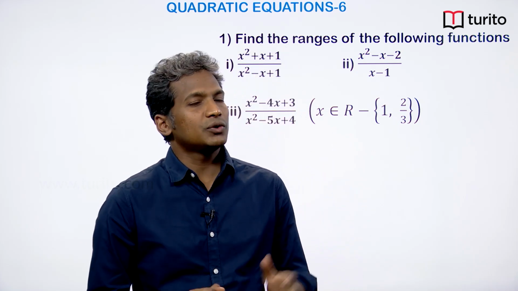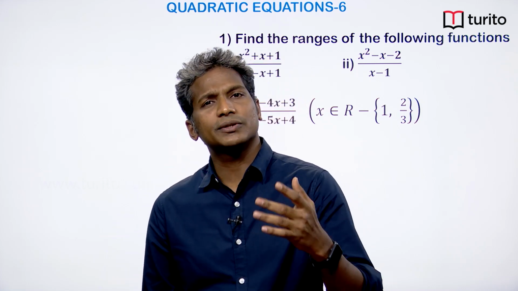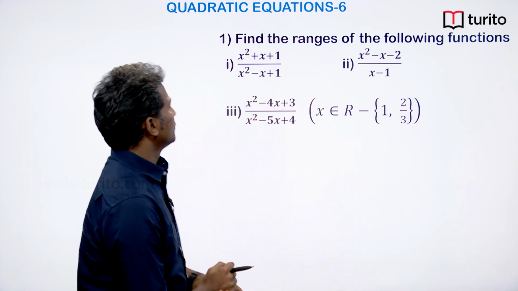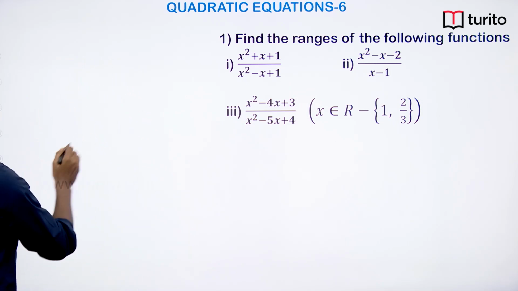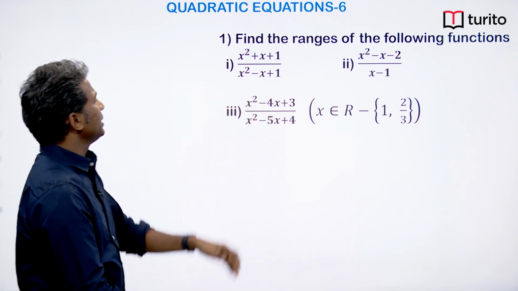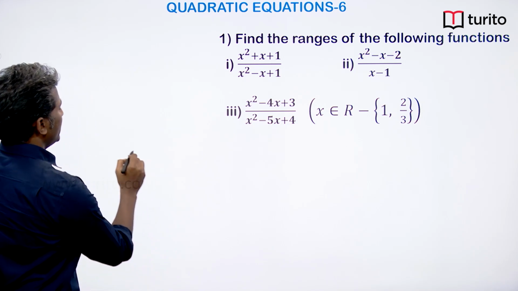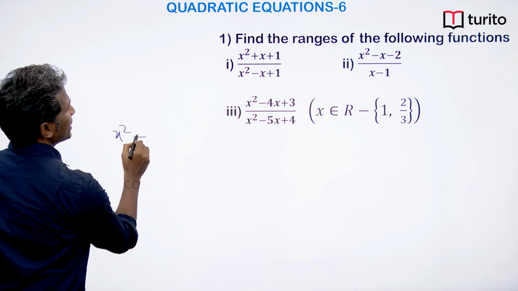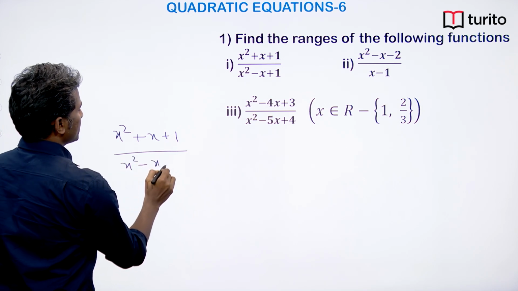Okay. So how to proceed? First I will explain the technique and then I will explain the rules of the technique. First we take the function and we equate it with y. For example, let us say I have taken the first question. So here we have x square plus x plus 1 divided by x square minus x plus 1.